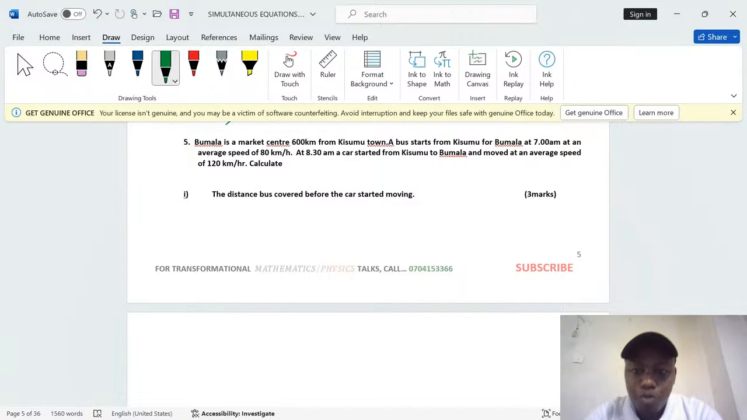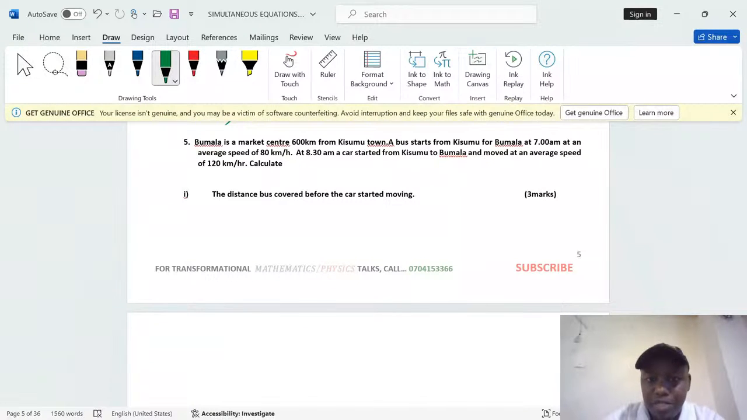From Kisumu to Bumala and moved at an average speed of 120 kilometers per hour. Calculate part 1, the distance the bus covered before the car started moving. This is from 7 a.m. to 8. Between 7 a.m., when the bus started moving, to 8:30 a.m., when the car started its journey.